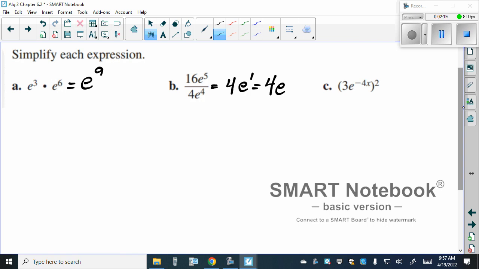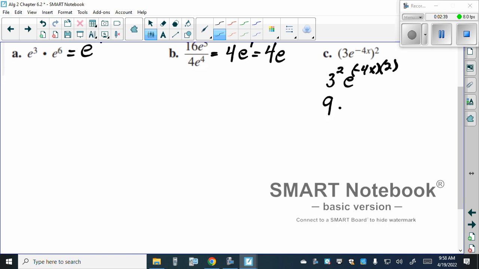3e to the negative 4x, squared. Well, our powers of exponents say we can square both. So we'd have 3 squared, e to the negative 4x times 2, because powers of powers multiply. Well, what is 3 squared? 9. Our negative 4x times 2 would be negative 8x. And to make the exponent positive, we have to move it from the numerator to the denominator. And that'd be it.